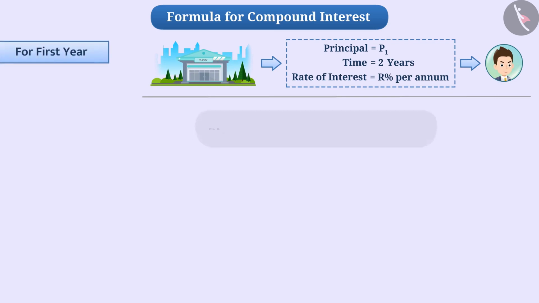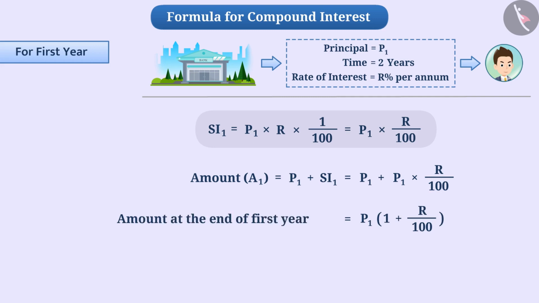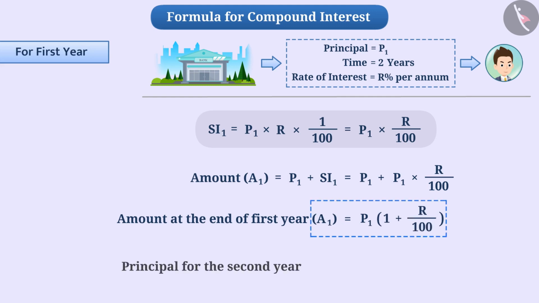For the first year, SI1 is equal to P1 multiplied by R multiplied by 1 by 100, which is equal to P1R by 100, and amount A1 is equal to P1 plus SI1, meaning P1 plus P1R by 100, which is equal to P1 into bracket 1 plus R by 100. In this way, the amount at the end of the first year will be A1 is equal to P1 into bracket 1 plus R by 100. This amount will be the principal for the second year, meaning P2 is equal to A1, which is equal to P1 into bracket 1 plus R by 100.